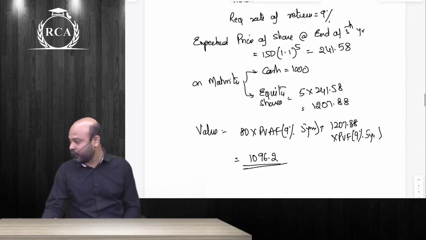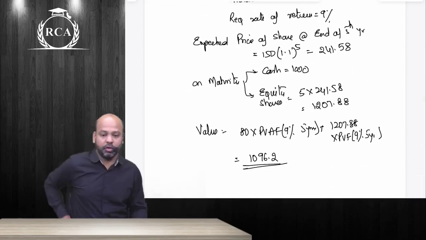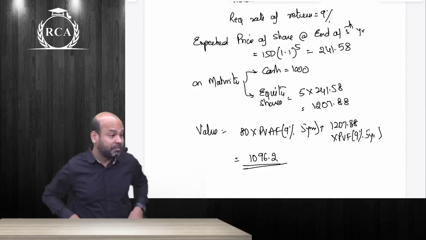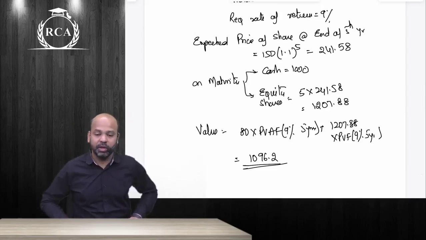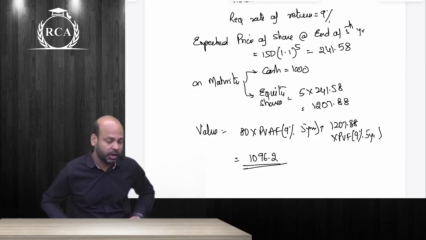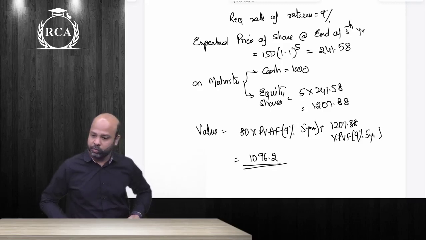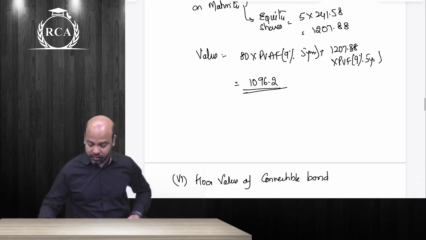After that, we did floor value of a convertible bond. For floor value, I said that it is the minimum value that a convertible bond can fetch. This minimum value will be derived by ignoring the conversion option. You're directly going to consider only the cash option. You will not take conversion value anywhere into consideration.